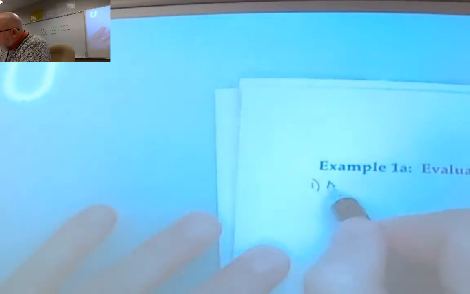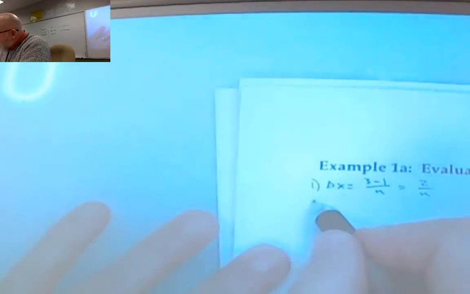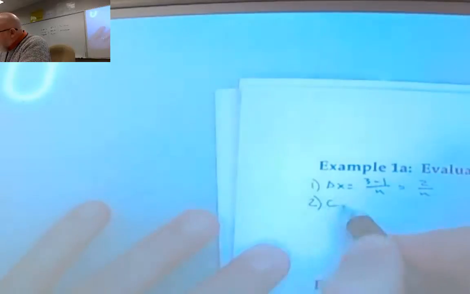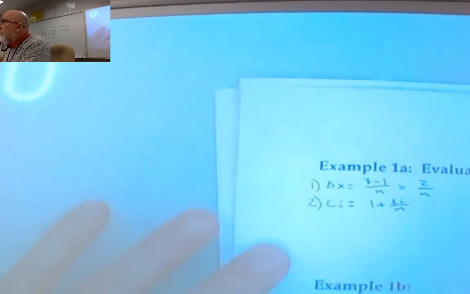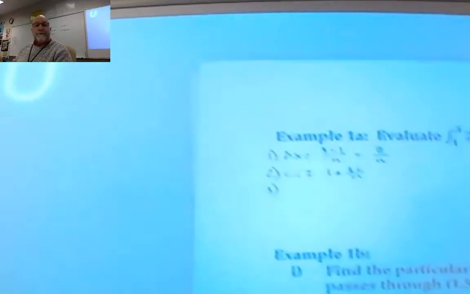Delta x? Is that what you're saying? What is delta x? Oh, you did 3 minus 1 in your head? You got 2 over n? That's pretty cool. Okay, so what's the next step? C of i. And so that's going to be what? 2i over n. Okay, you okay with that? All right, so what's my third step? You're doing wonderful, Sawyer.